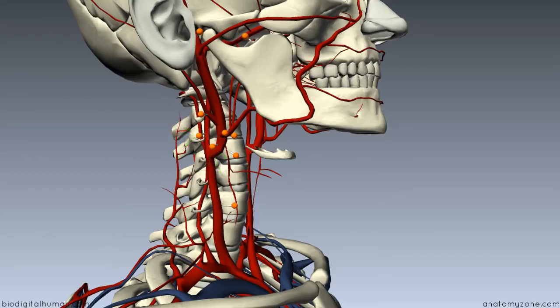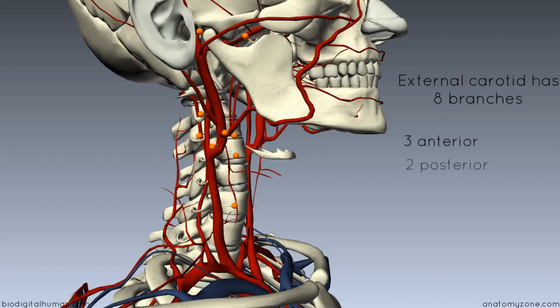So the carotid system supplies all the structures in the head and neck. The internal carotid artery doesn't have any branches in the neck, but the external carotid has 8 branches. So you've got anterior branches, posterior branches, terminal branches, and you've got one medial branch. We'll take a look at these various branches.